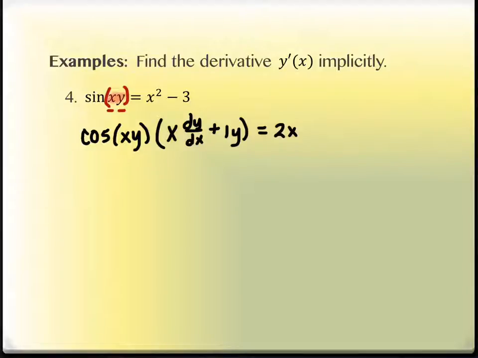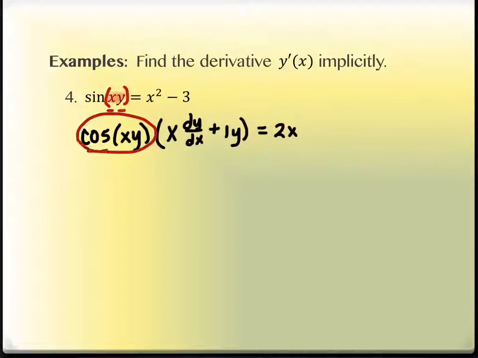Okay, it looks really messy on the left. You might look at that and say, well, let me just divide the cosine xy to the other side. You could do that. That's one way to deal with it. You're going to have to get a common denominator and clean up things later, so that's probably not the way that I would suggest to do it.